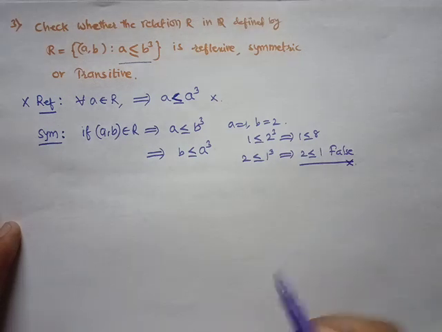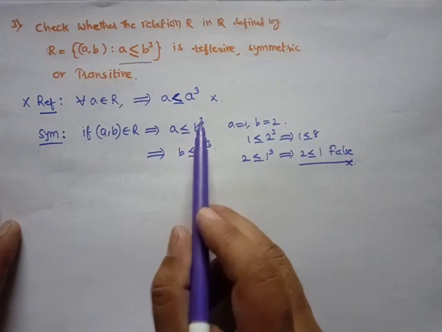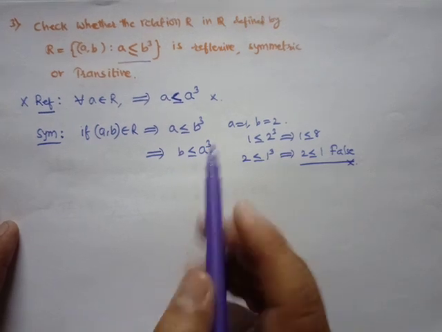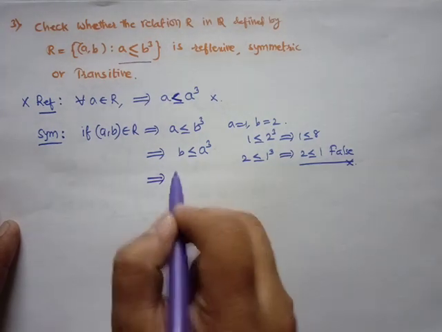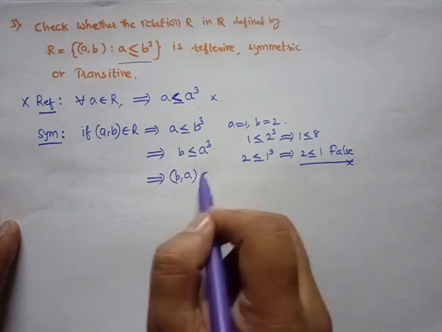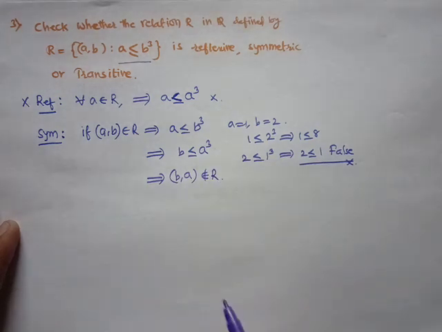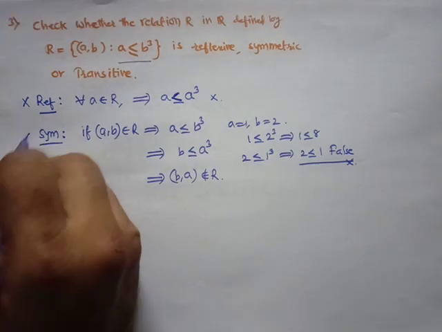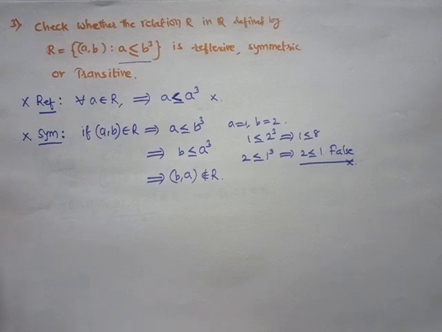So if we know a ≤ b³, we cannot say b ≤ a³. This implies (b, a) does not belong to R. So in that case it is not symmetric also.